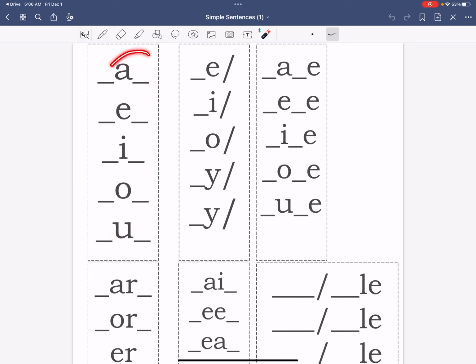This group right here is called the CVC or closed vowel group. What we do is we look at these vowels and we sound them out. That's the first thing we're going to do. The first vowel is A, like an apple. And we have E as in elephant or egg. We have I as in iguana or igloo. We have O, as in octopus, and U as in umbrella.